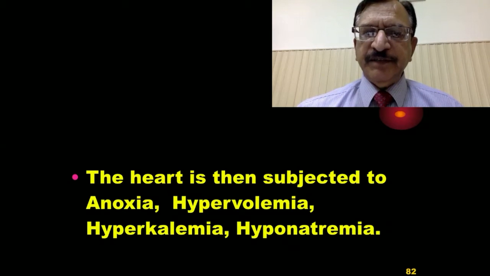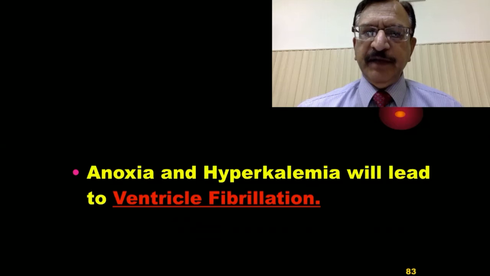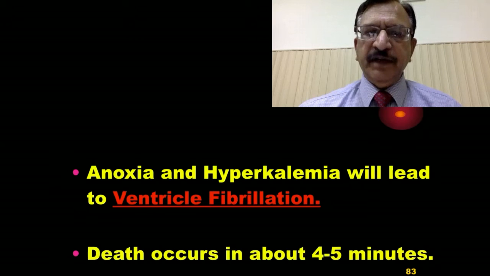Then the heart is subjected to anoxia, hypervolemia, hyperkalemia, and hyponatremia. These insults will markedly damage the heart, and hyperkalemia and anoxia cause ventricular fibrillation. So in freshwater drowning, because of anoxia and hyperkalemia, ventricular fibrillation will occur and death will occur in 4 to 5 minutes.